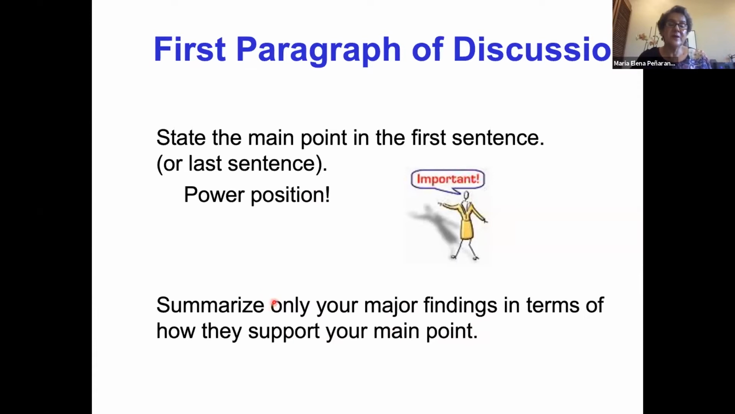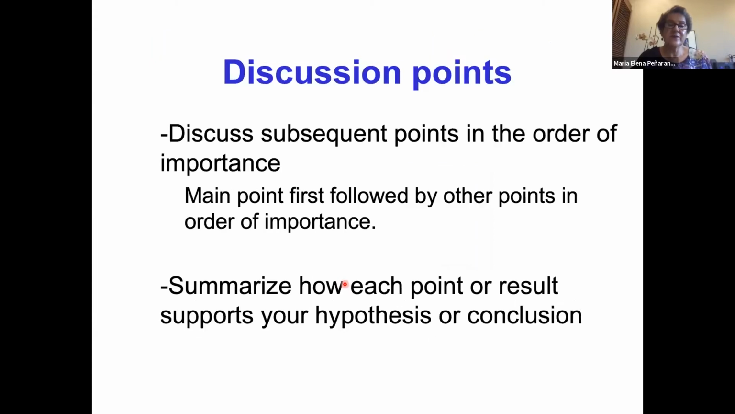We are going to summarize what the conclusion was and discuss it based on that important finding, or that one finding that we consider important to discuss. Then discuss subsequent points in order of importance. The main point is first, followed by other points in order of importance. Summarize how each point or result supports your hypothesis or conclusion.